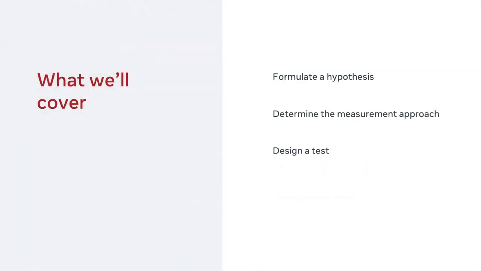This session has 3 sections: formulate a hypothesis, determine the measurement approach, and design a test. In our last session, we explained how to analyze the methods your clients currently employ to measure their marketing efforts. We discussed how to establish a SMART goal and KPIs, as well as data sources and the basics of data manipulation and analysis. We then concluded with a brief overview of Facebook measurement solutions.